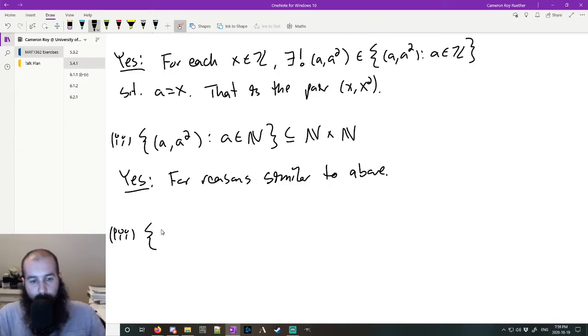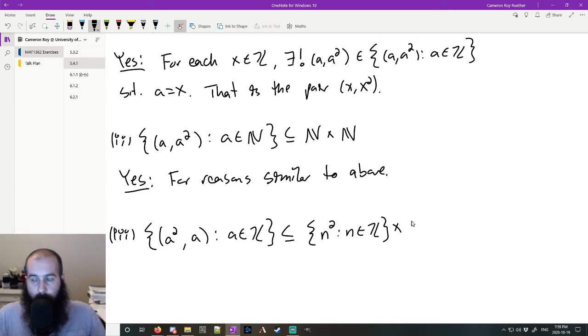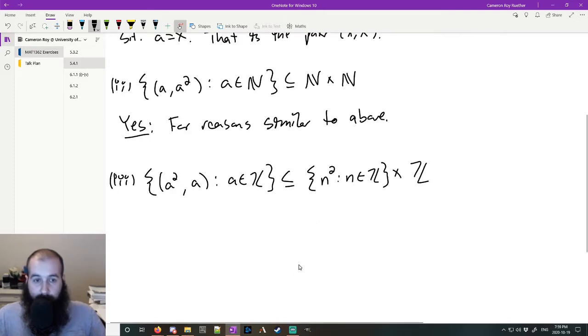Part 3 gives us a set where a squared and a are now flipped. Going back to a being in the integers, we want to ask if this can be considered as a function from the set of squares in the integers to the integers. So is this subset of this Cartesian product defining a function? And now it is not. For elements of this left-hand set, for elements which are squares in the integers, there can be two possible pairs that begin with that element. So no.